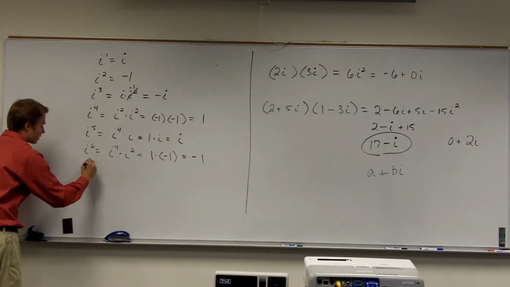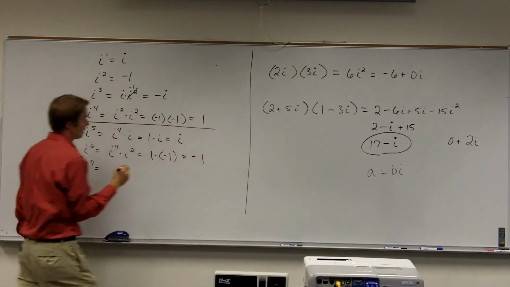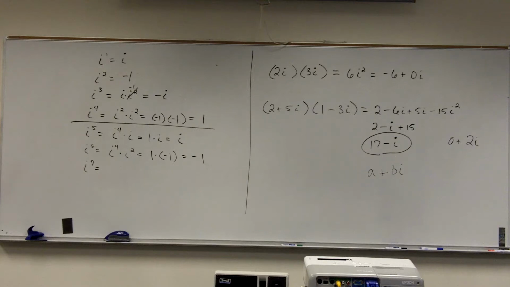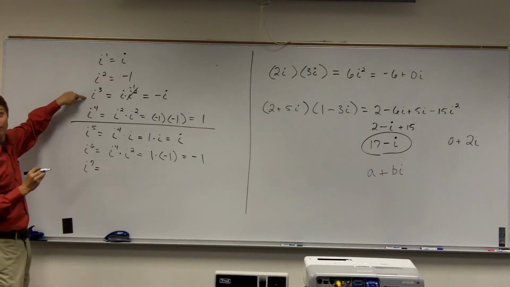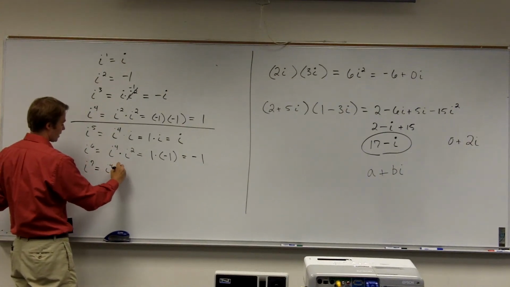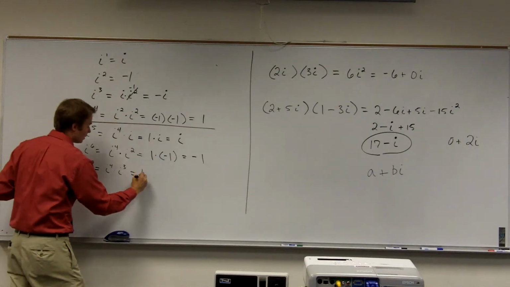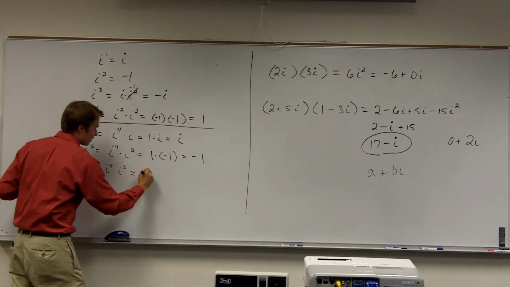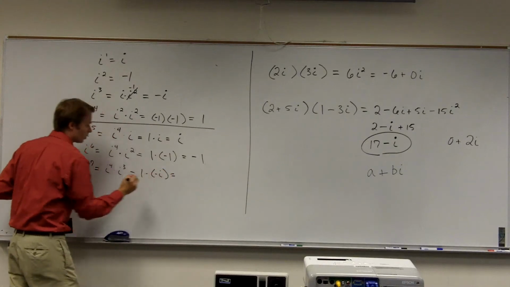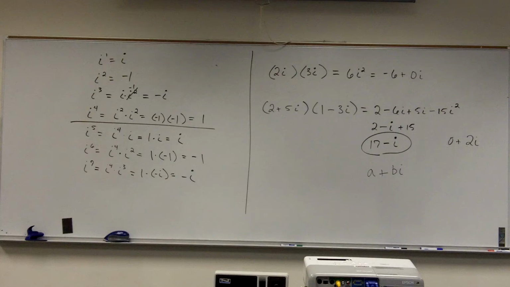I think you'll start to see a pattern here. I to the 7th, can you guess what it's probably going to be? If it follows the same pattern, it should maybe be negative I. Right? And let's see, this will be I to the 4th times I cubed. I to the 4th we know is 1, and I cubed, we said that's negative I, and sure, 1 times negative I is just negative I.